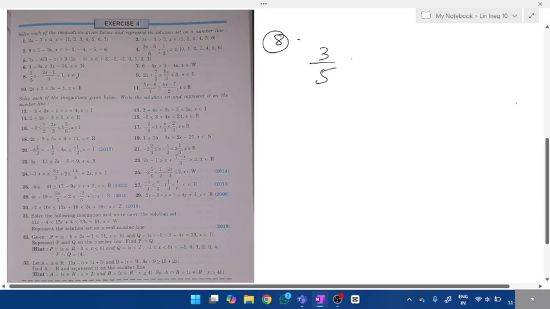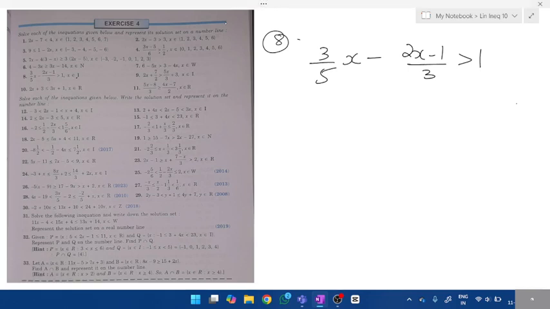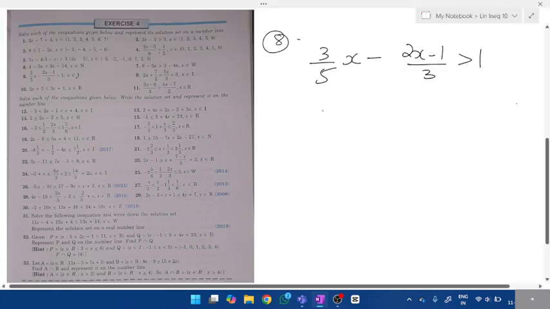3 by 5. You have to take LCM. x minus (2x minus 1) by 3 is greater than 1. Take LCM on the left hand side, you will get 5 multiplied by 3.